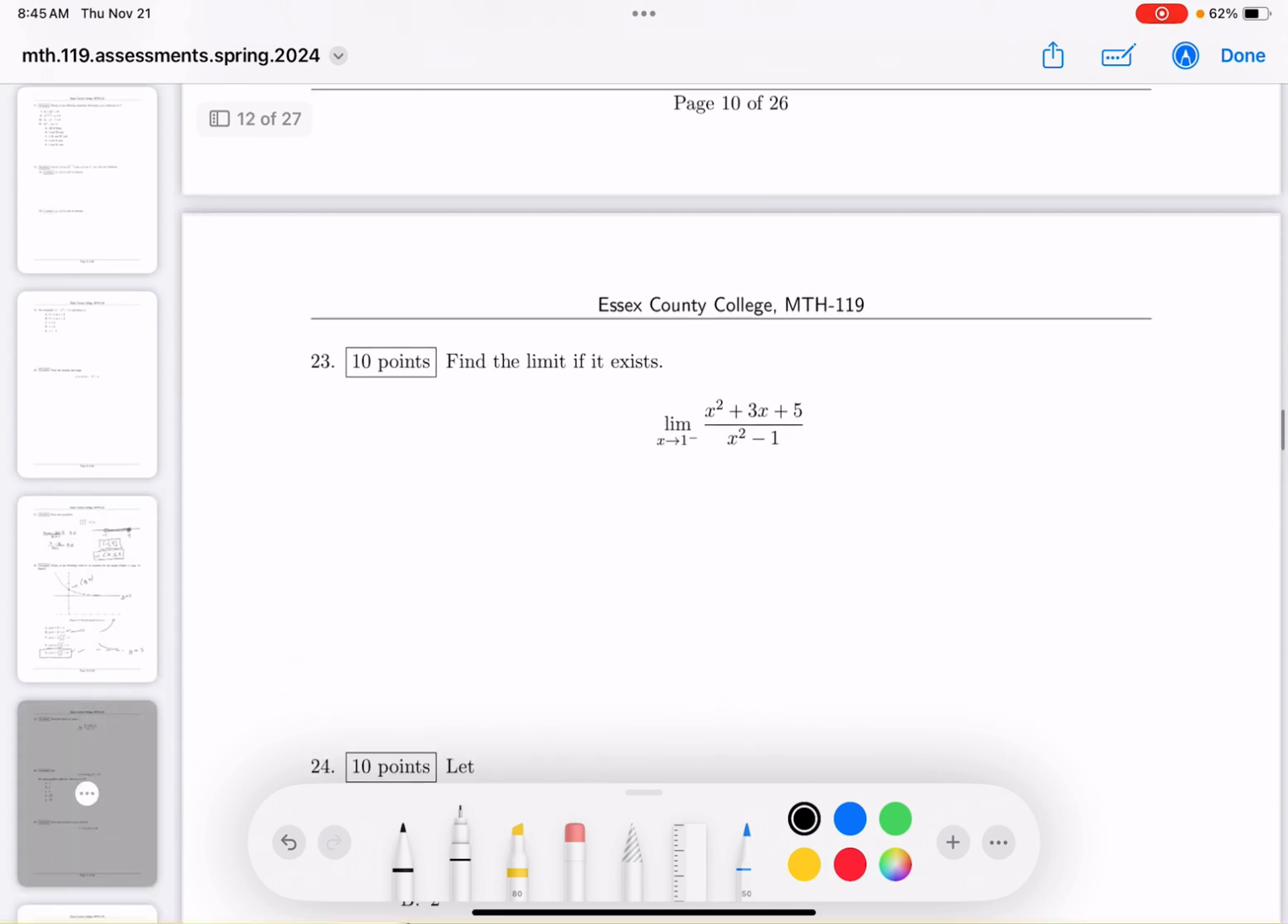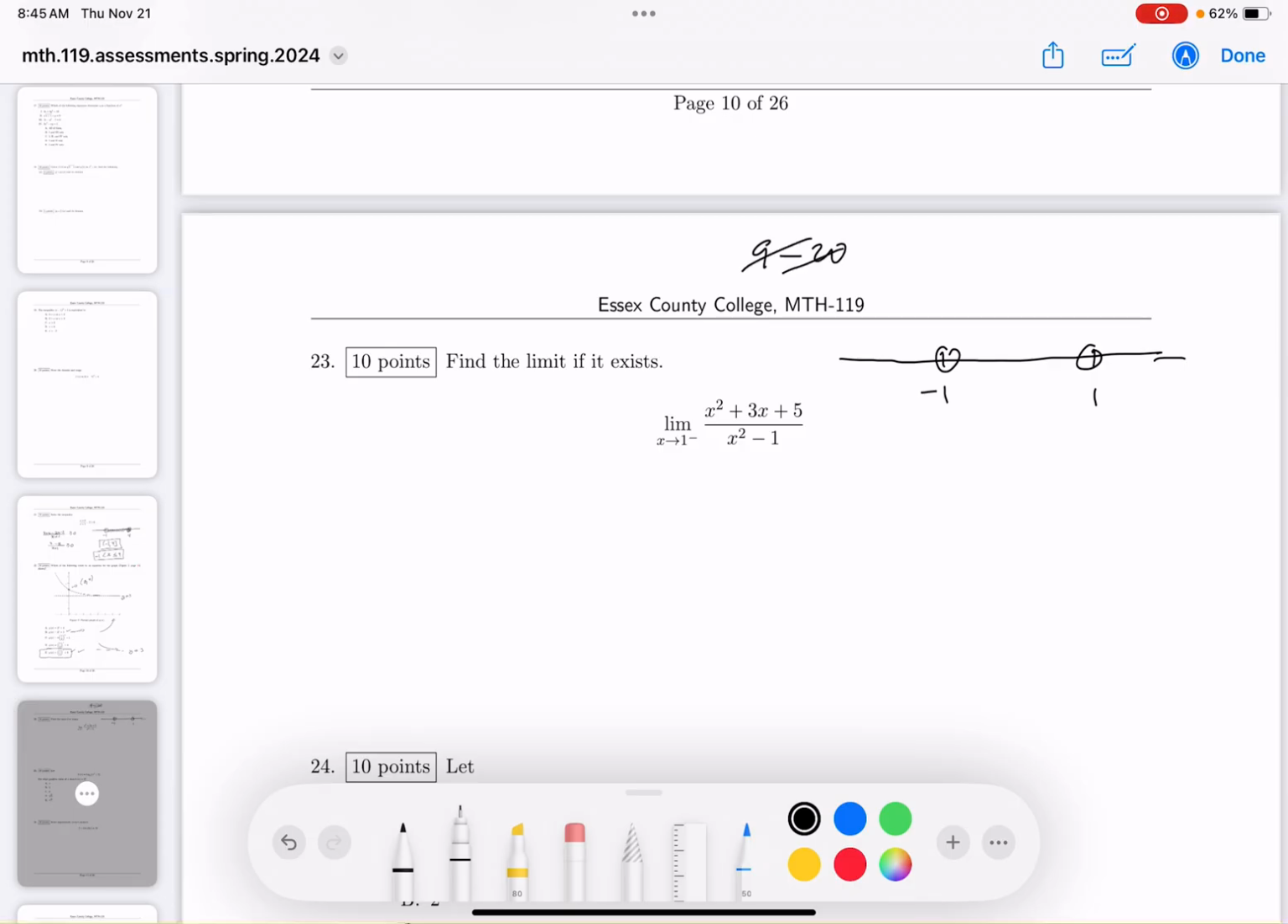The next one is a limit problem. The way we've been doing these in class is we put a line down and we put the zeros down in the problem. The zeros for this problem at the bottom would just be plus or minus 1. What I notice about the top, though, is the top is always positive. Look at the discriminant of that. The discriminant of the top is going to be 9 minus 4 times 1 times 5, which is minus 11. It's negative, so it's always positive.